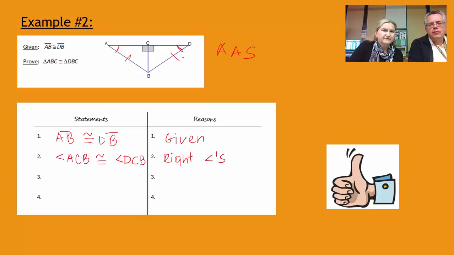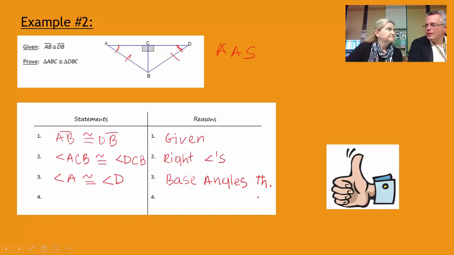Then my third piece of information: angle A is congruent to angle D by the base angles theorem. In class, if we haven't covered base angles yet, we'll give out a reference sheet. It's very helpful. It has a list of reasons we can use, valid reasons, so you can just find that on the list. It will be one of the reasons.